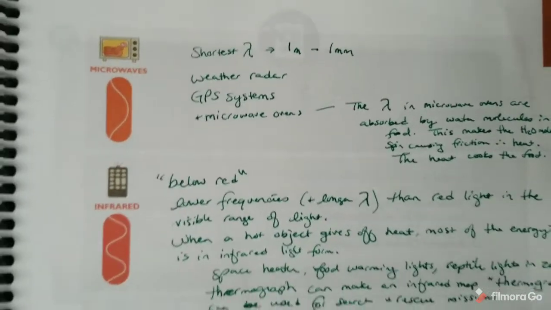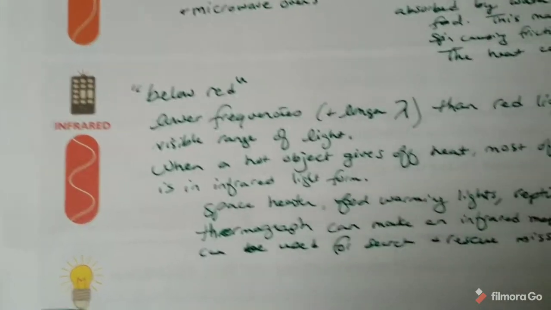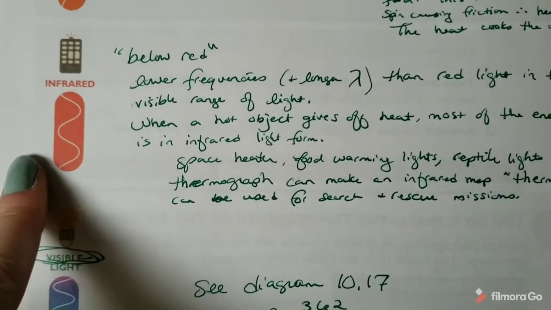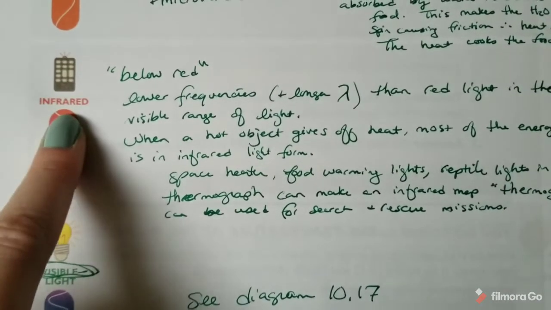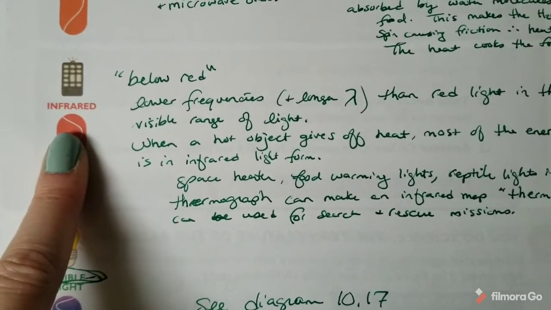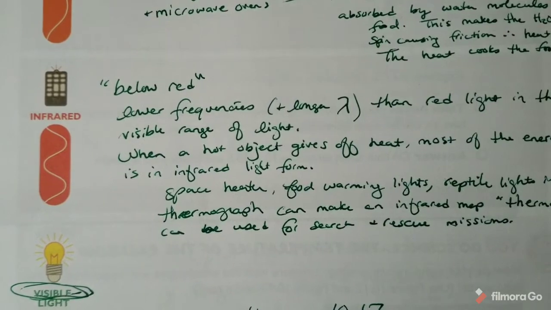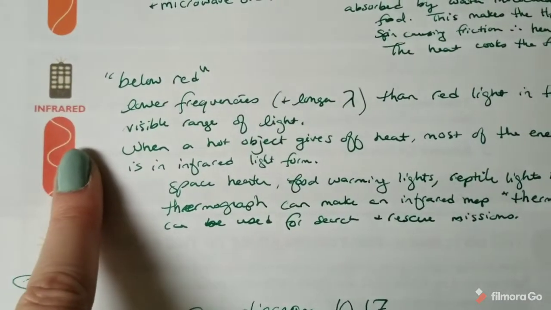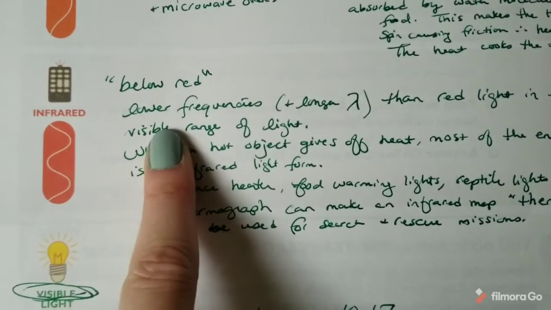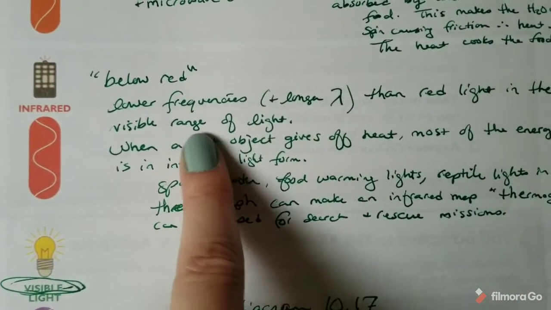All right, we're at infrared. Sorry, I'm not holding it still very much there. Okay, we'll try to get it all in. Below red, infrared. Remember infrasonic or infrasound? We just did that in the sound waves, and that means below. So it's the lower frequency than red, is what infrared means. I wrote it down too.